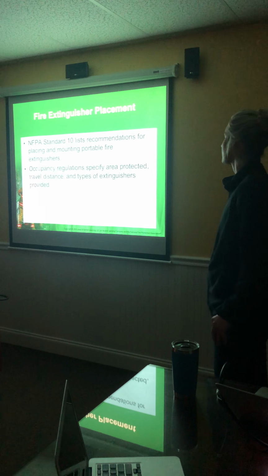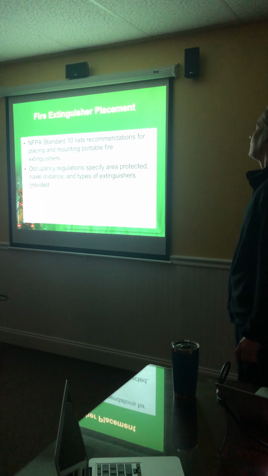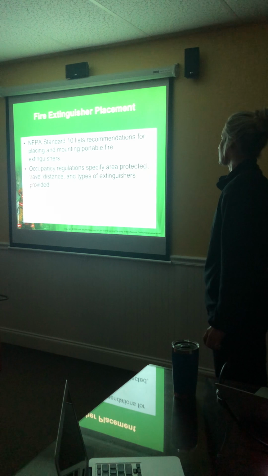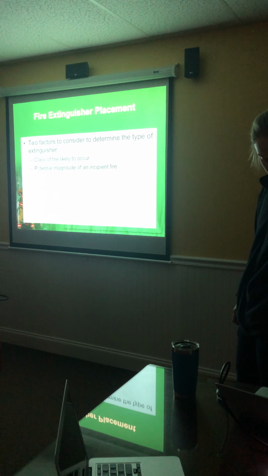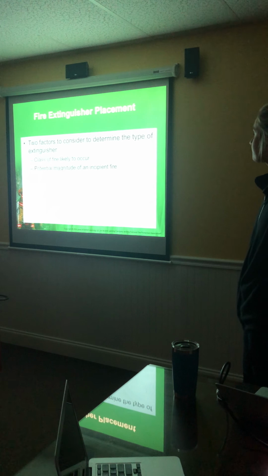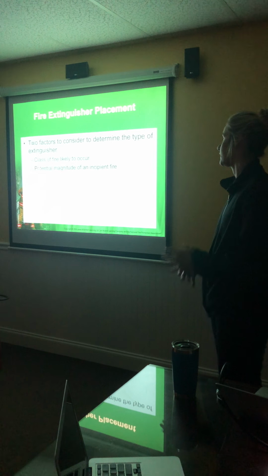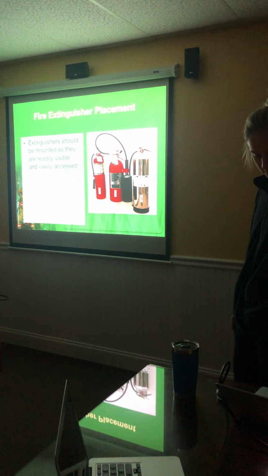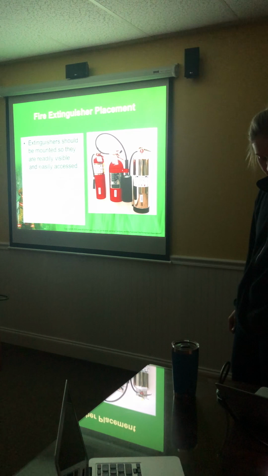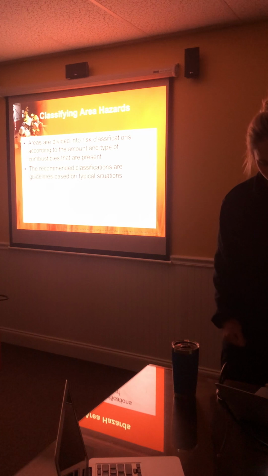NFPA Standard 10 lists recommendations for placing and mounting portable fire extinguishers. And then occupancy regulations specify area protected, travel distance, and type of extinguishers provided. Two factors to consider are the class of fire that's likely to occur, and then the potential magnitude of that incipient fire. And these extinguishers should be mounted and visibly ready to use.